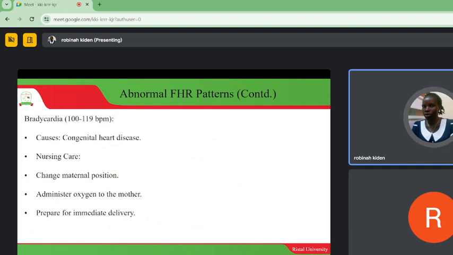Then bradycardia, that is between 100 to 119. This means that the heart rate is now low, and one of the causes can be congenital heart disease. Which nursing care do we give? We change the maternal position to find out whether it can improve. Then administer oxygen to the mother and prepare for immediate delivery. If she is in second stage, we deliver immediately. If not, then she has to go for cesarean section because this is a very bad sign.